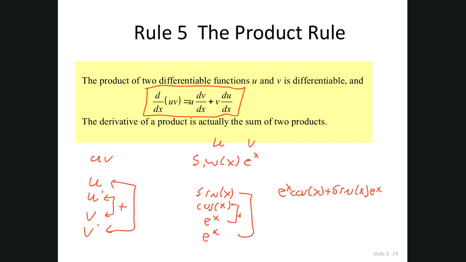I always line it up, u prime, v prime, because then when I do the quotient rule, it's inside minus outside all over bottom squared. That's just my mind. That is how I memorize the product rule and the quotient rule. Now, you can memorize it this way, u dv dx plus v du dx. That's perfectly fine.